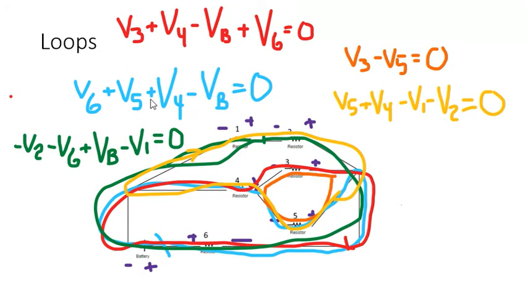I can make at least one more equation. I don't know if I'm going to write it out, but just to say it, I'm running low on colors. Let's do gray. What if I started here and then went through 3, 4, 1, and 2? So now it's plus 3, plus 4, minus 1, minus 2 equals 0. Well, that makes sense because 3 and 5 are the same thing. So if I took 5 out of this yellow one and I put in the voltage of 3 in its place, well, that's got to work also.